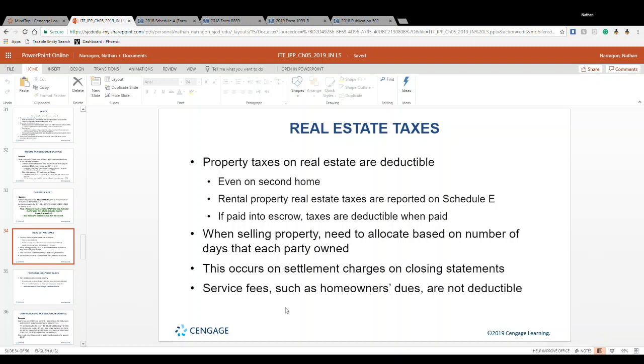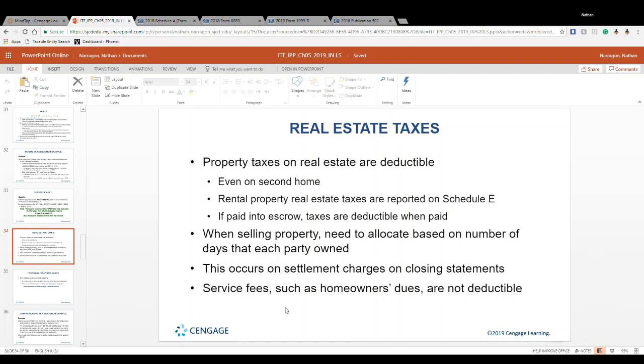When selling property, you need to allocate based on the number of days that each party owned it. Okay? So if you owned the house for so many days, you get to allocate the property taxes accordingly. Again, most mortgage companies will send you a 1098 with a lot of the property tax, or you can basically ask the mortgage company how much property tax you paid. We can also look it up through most property tax officials. Okay.